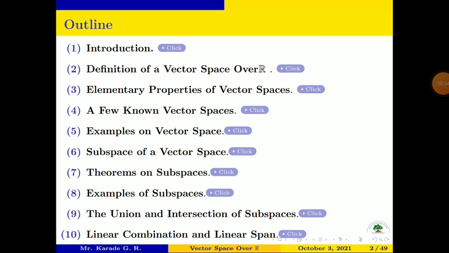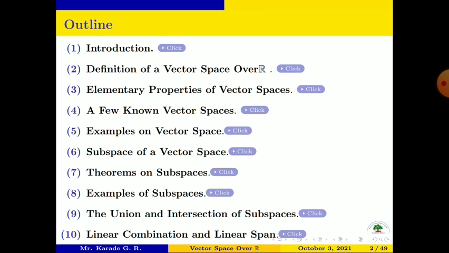First we see the introduction. Next we define a vector space over R. Then we state some elementary properties of vector space and we try to prove these properties. After that we write down some few known examples of vector spaces. Then we solve some examples on vector space.